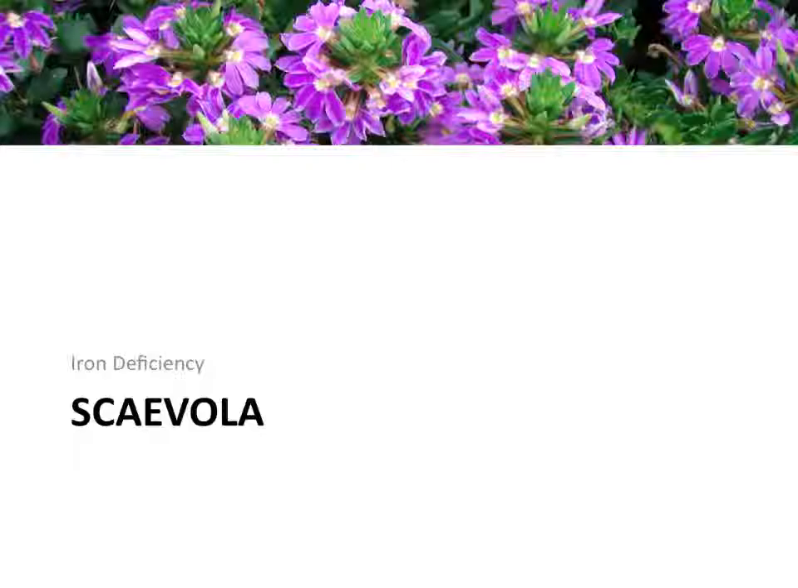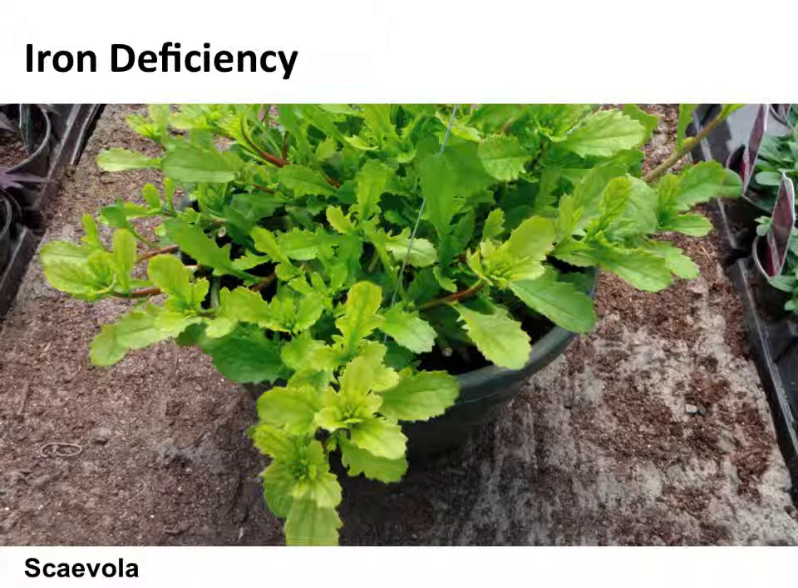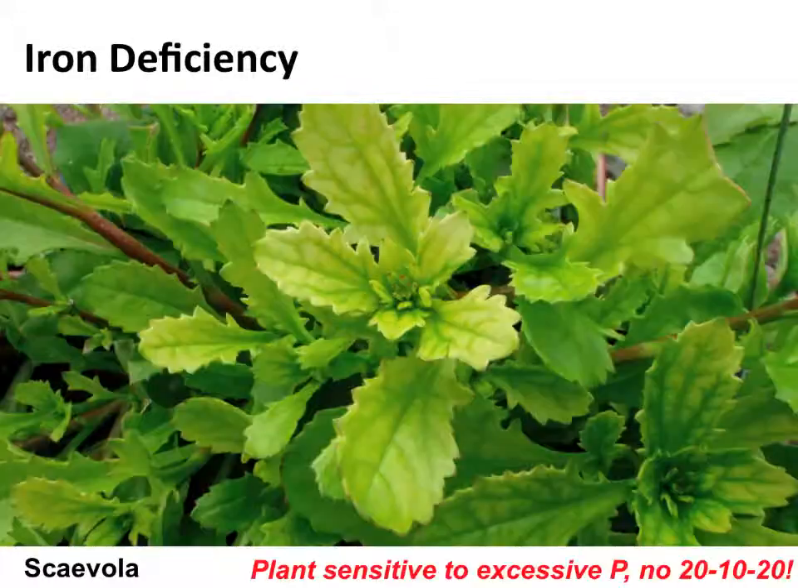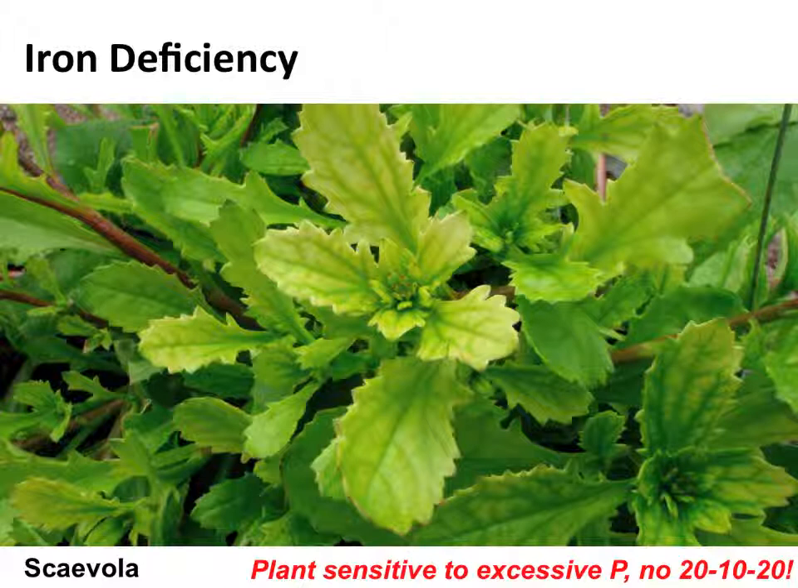Scaevola iron deficiency is the biggest issue. You see that interveinal chlorosis, that yellowing between the veins of the upper foliage, and you can see it closer up here. One thing to be aware of is that Scaevola is one of those Australian plants, and most of the Australian natives were selected for soils that were low in phosphorus. So if you supply high levels of phosphorus in the greenhouse, you can tie up some of that iron.